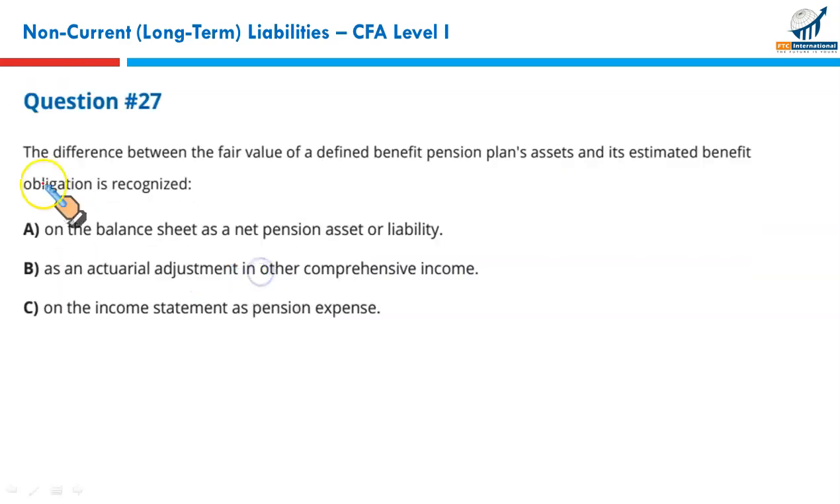The difference between the fair value of a defined benefit pension plan's assets and its estimated benefit obligation is recognized as what? First of all, if the fair value of pension assets is greater than the estimated benefit obligation, the net is called the net pension assets.